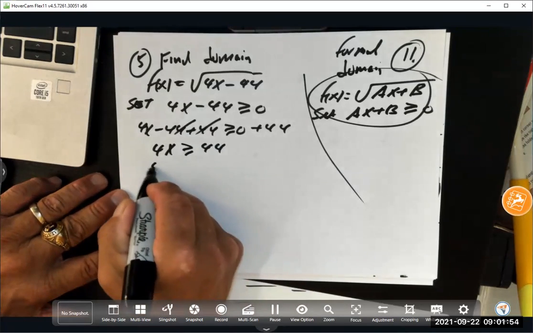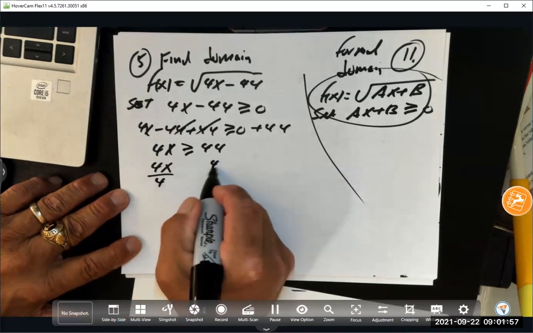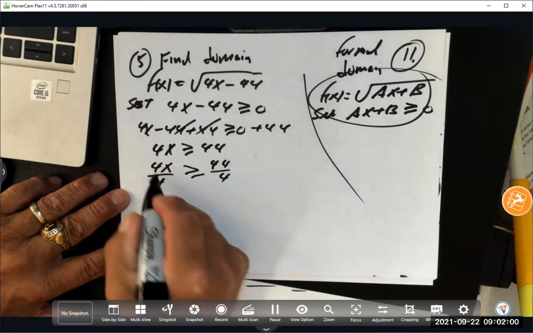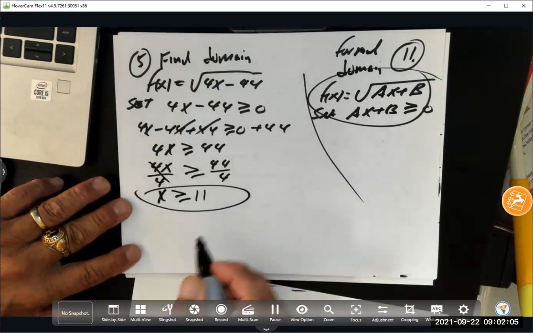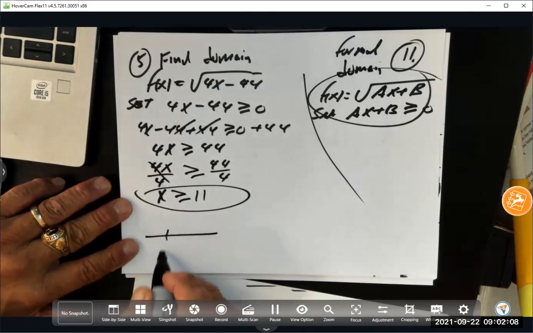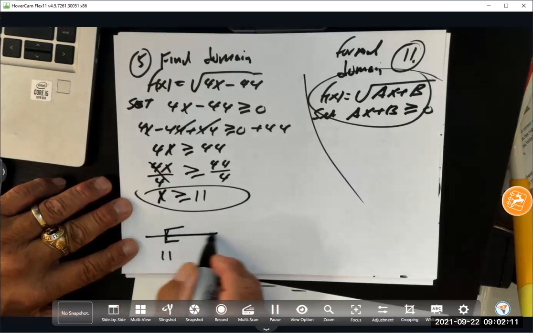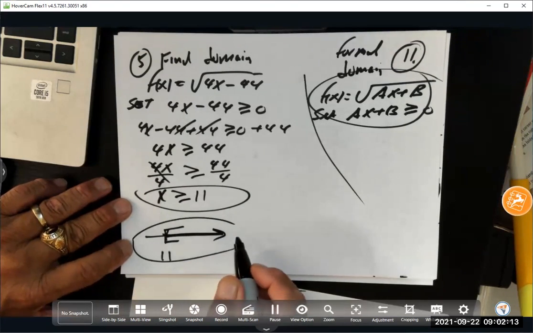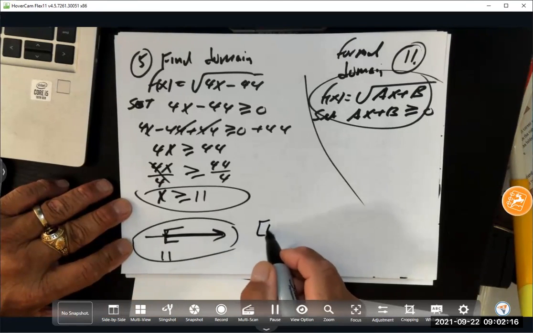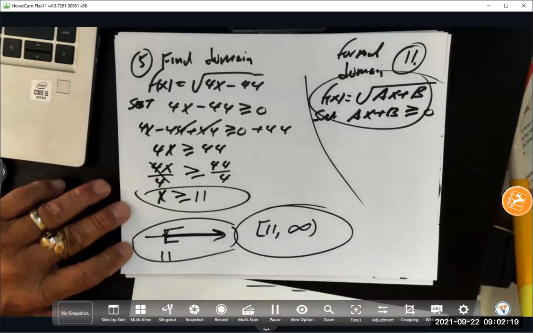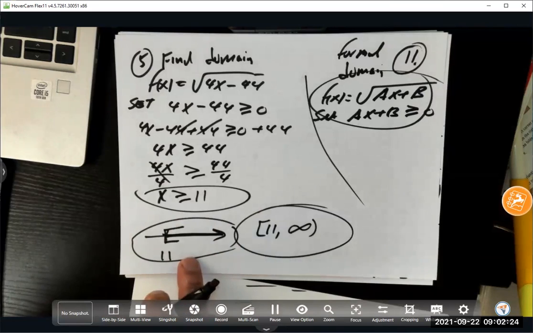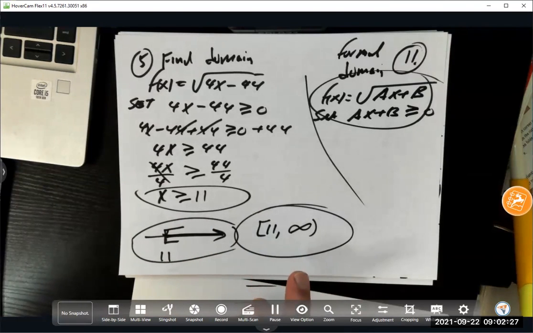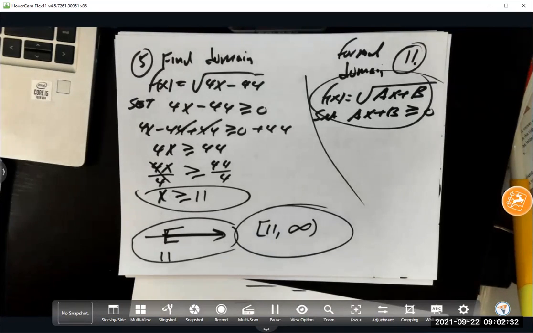Then what? Divide by 4. Yep, divide by 4, divide by 4. Alligator stays the same. So x is bigger than or equal to, you tell me. 11. So here it is. From 11 goes that way. Anything bigger than that. Or from 11, it goes this way. So all these numbers, more than 11 or equal to 11 works. Okay, that's question number 5. Is that okay? Yeah. All right, let's go to number 6.